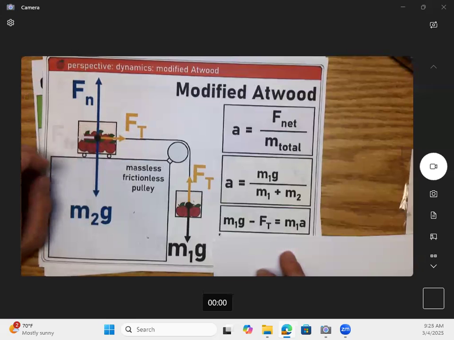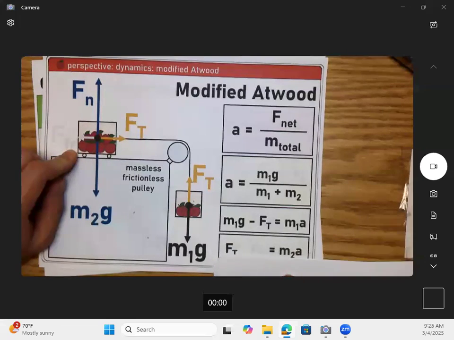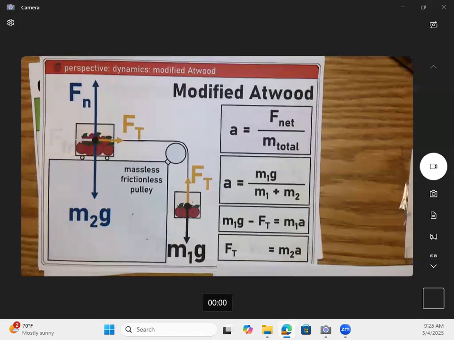And the tension is moving how much mass? Only M2. There's your second equation right there. And if there was friction, you subtract that out, but we're going to say there's no friction. So it's just F2 equals M2 A.